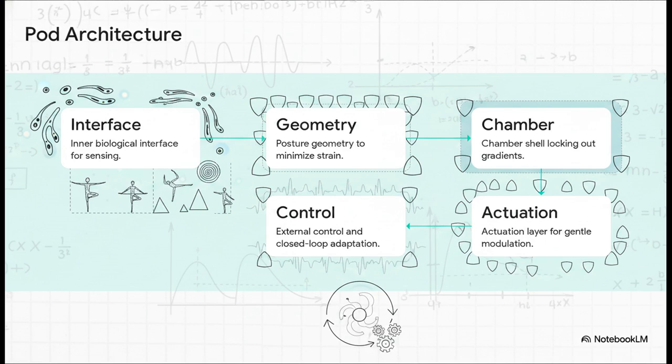Step 3 is the chamber shell itself, physically locking out environmental gradients. Step 4 adds an actuation layer for gentle, structured modulation. And finally, step 5 handles external control and closed-loop adaptation. It's literally the math of persistence engineered into a physical space.